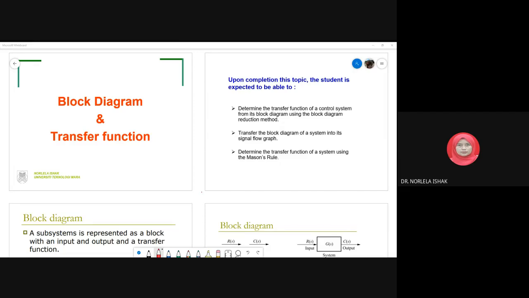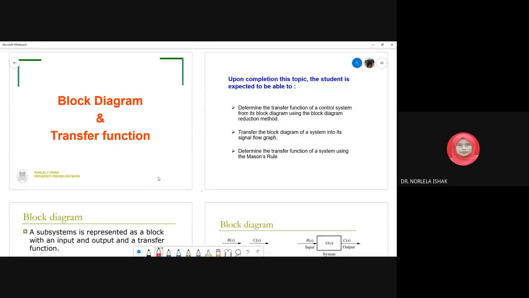Okay, now we look at our chapter 2, Block Diagram and Transfer Function.